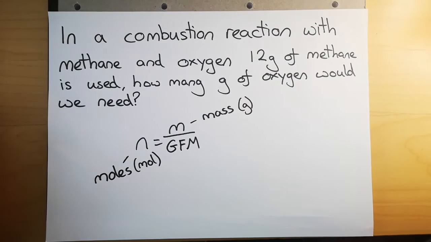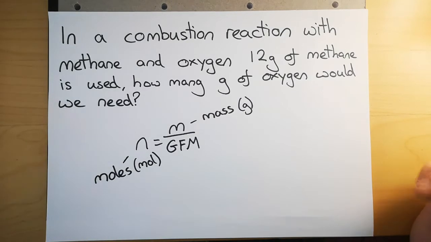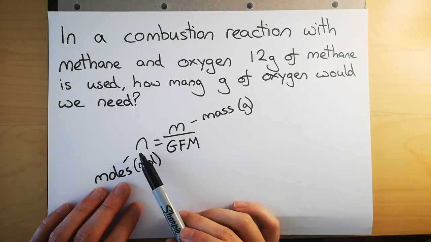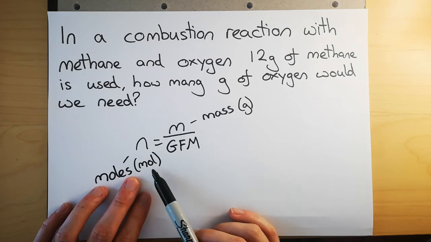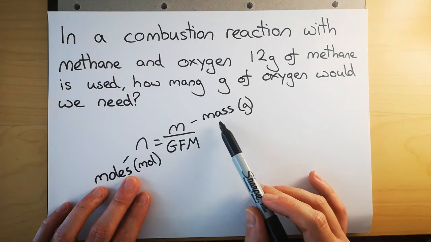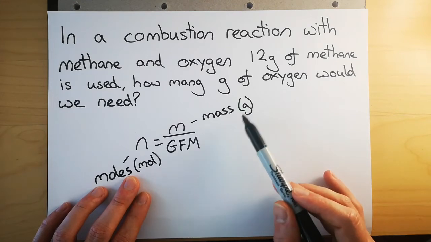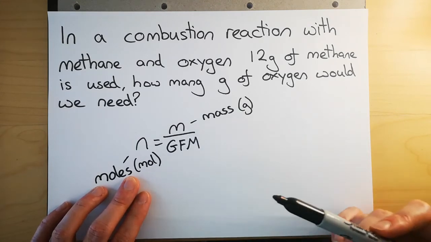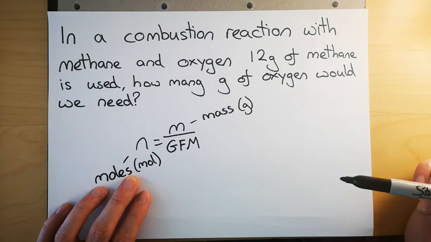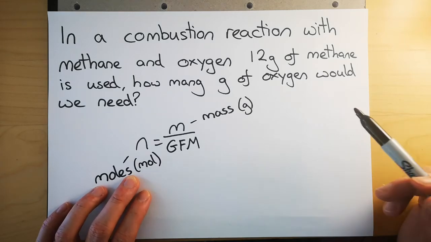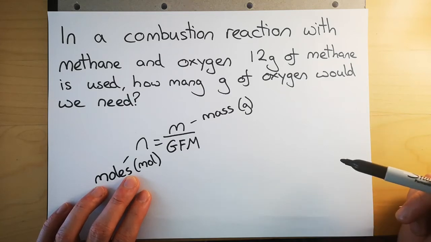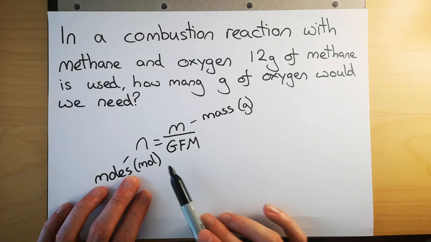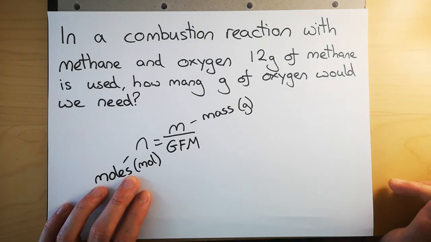So this was the equation that we saw in the data booklet, and N is the symbol for moles and the unit is MOL. M is for mass and the unit is always in grams, and if something is given to you in kilograms you will need to convert it into grams. We will do a couple of examples that are a little bit trickier than this one later on, and GFM is our gram formula mass.